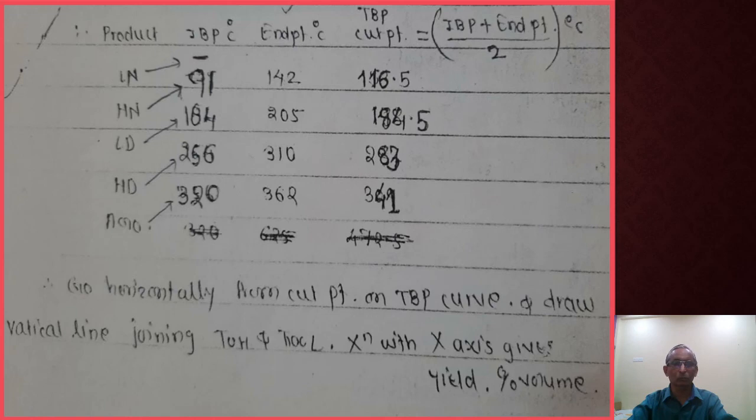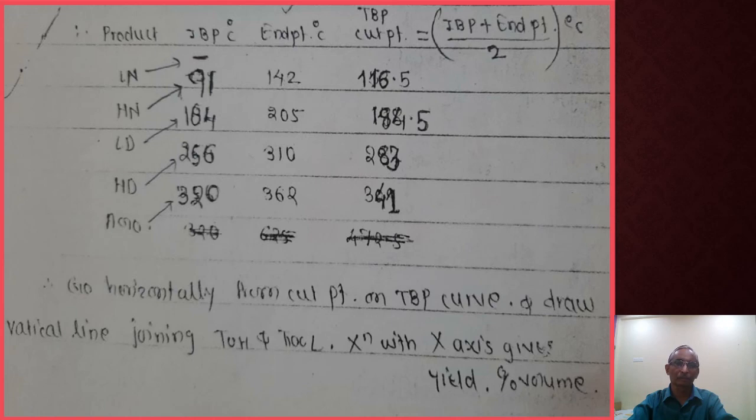It is mentioned here, go horizontally from the cut point on the TBP curve and draw a vertical line joining 0H and 100L. If you have not understood, read this and identify the yield percent volume. It means first draw the TBP curve, where TBP data is available. Then locate the cut point. Suppose the cut point is 116. Locate it on that curve, then draw the horizontal line, and draw the vertical line passing through this cut point on the TBP curve.